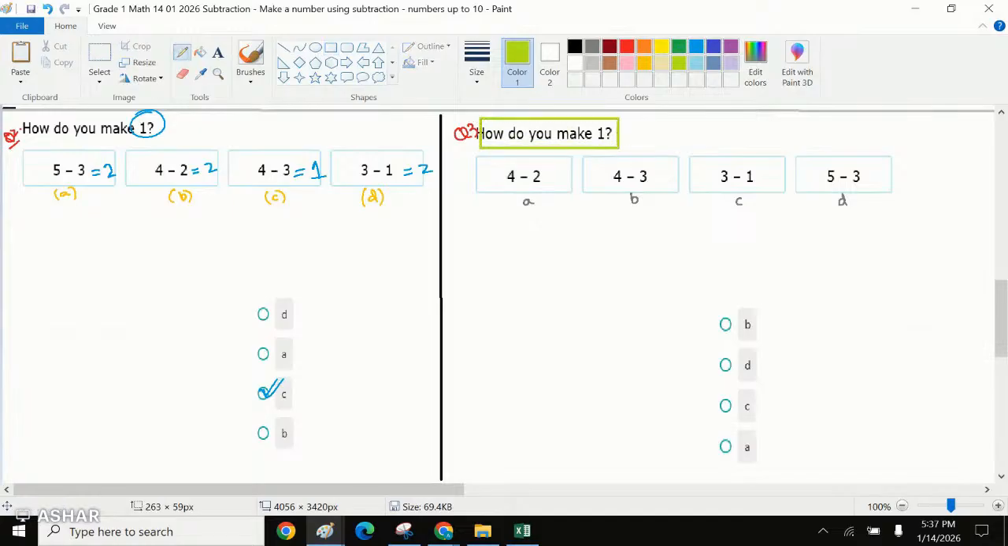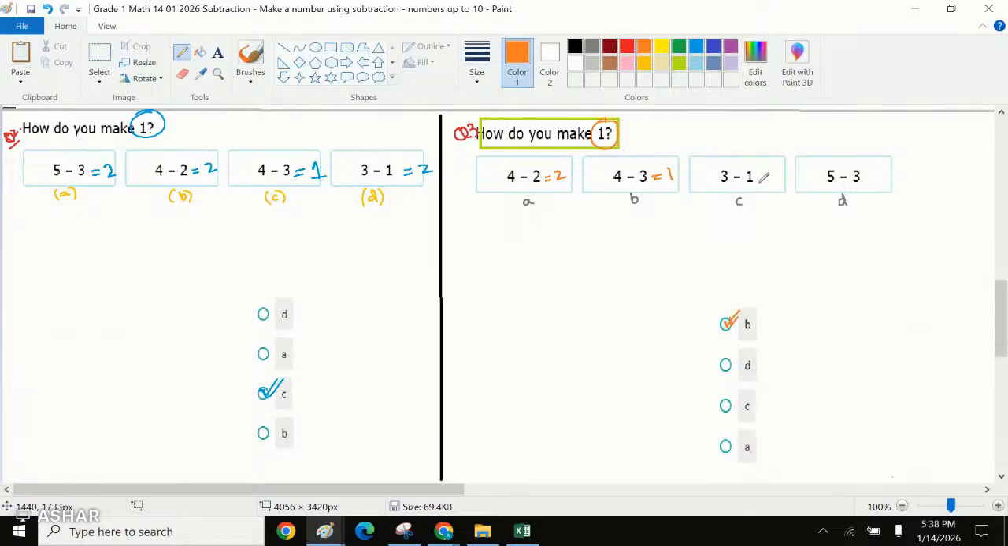4 minus 2 would be 2. Yes, thank you so much. Your answer, thank you, May. That is option B. 4 minus 3 was 1. We just need to look for 1. We say option B is the answer.